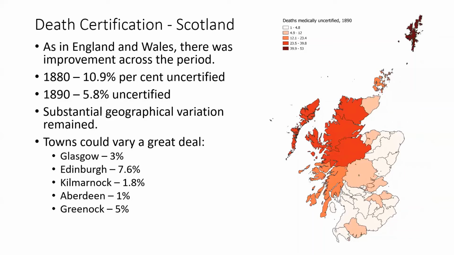But again, there's a lot of geographical variation, as, hopefully, you can see from this map, which once again is for 1890. It shows that the degree of certification varied a great deal in Scotland, and that the range was very high as well. So, in Orkney, you're up to over 50% of deaths not having a medical certification. And I think this, again, very starkly shows that it's really about access to medical professionals.